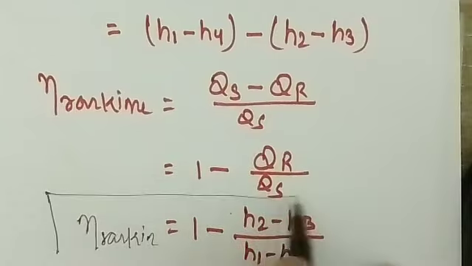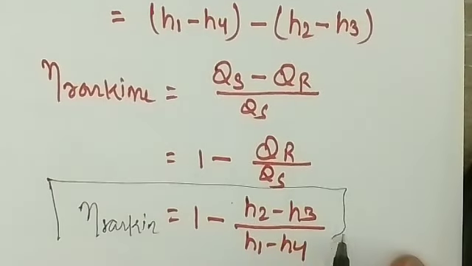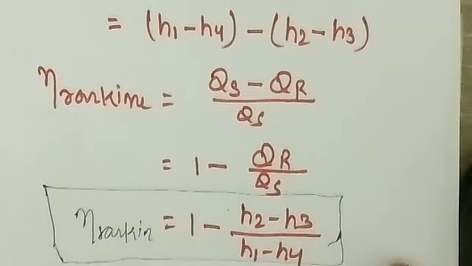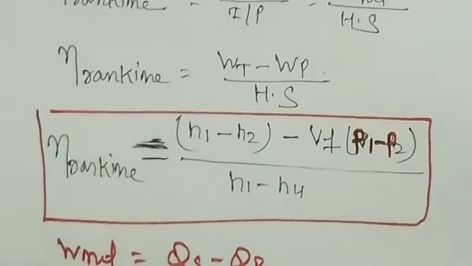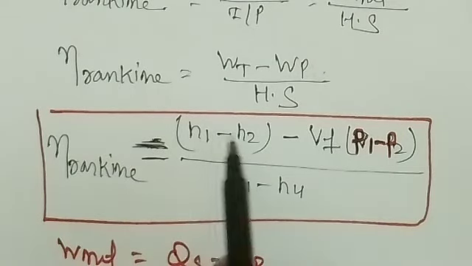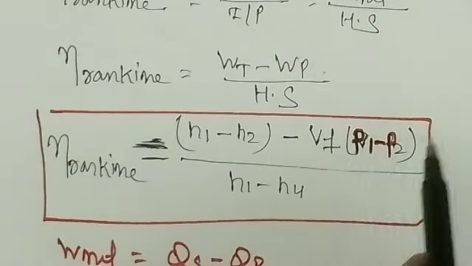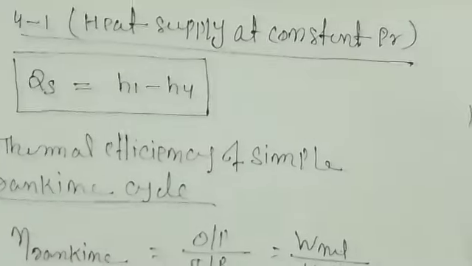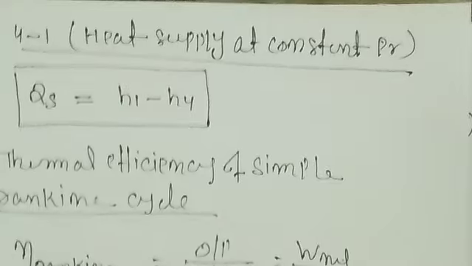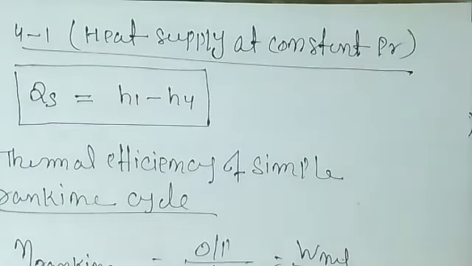So this is how we can see how to get the performance of a Rankine cycle, or the performance of a simple power plant which works on the Rankine cycle, right. This is the main general formula we will use: efficiency of Rankine is equal to H1 minus H2 minus Vf into P1 minus P2, by H1 minus H4, okay. Now, based on the discussion we just had, we'll see one numerical problem, then we can get the idea of how to find the efficiency and all those things.